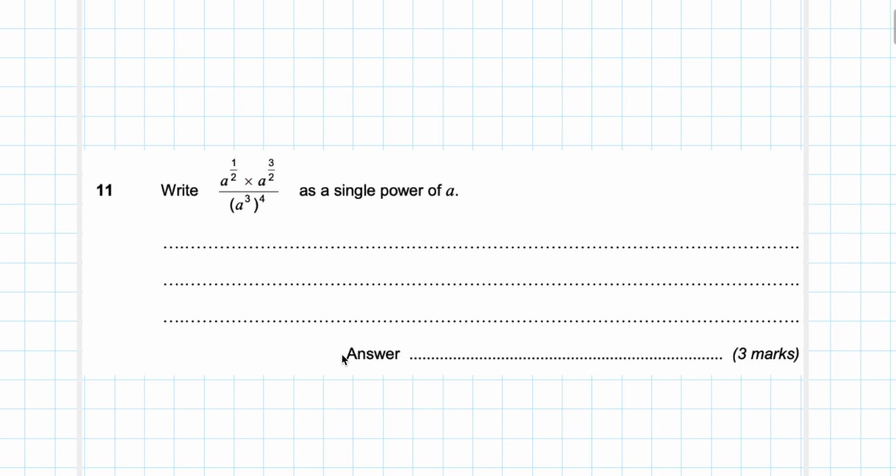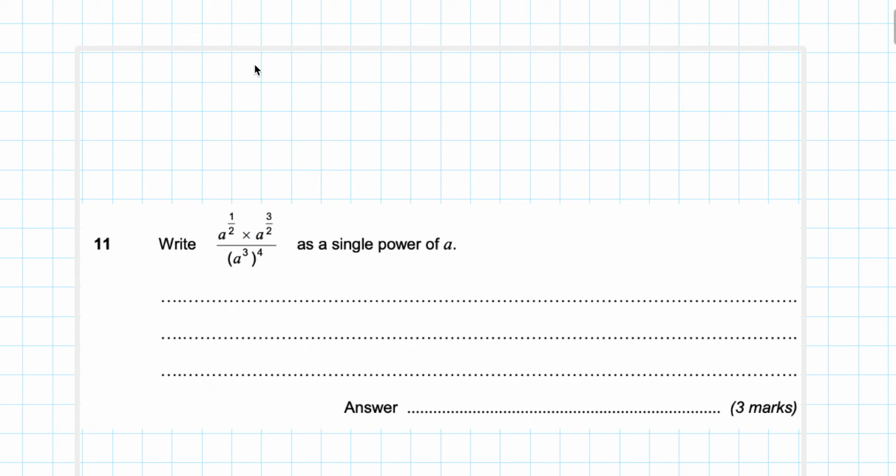So the first question, question 11, is write a to the power of a half times a to the power of 3 over 2 divided by a cubed to the power of 4 as a single power of a. First things first, we need to know our indices rules. If we've got a to the power of b times a to the power of c, this is the same as a to the power of b plus c.